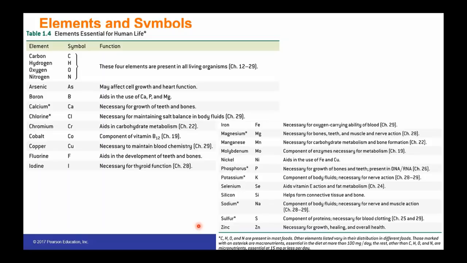So this says down here, other elements listed vary in their distribution in different foods. Those marked with an asterisk are macronutrients, meaning that they're essential in the diet at more than 100 milligrams per day. The rest, other than carbon, hydrogen, oxygen, nitrogen, are micronutrients, and they are essential at 15 milligrams or less per day.